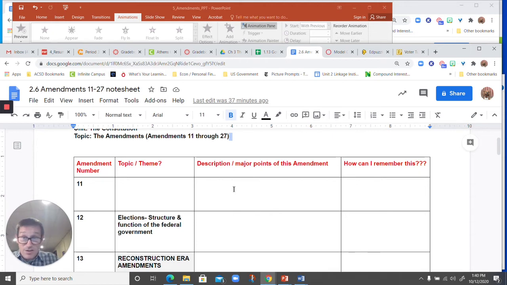So what's the big topic or theme of each of the different amendments? Description and major points of the amendment. And then how can you remember? Like, what are the mnemonic little reminder sort of things that we can do to keep all of those straight? And then you can just take all of your notes as you go through.